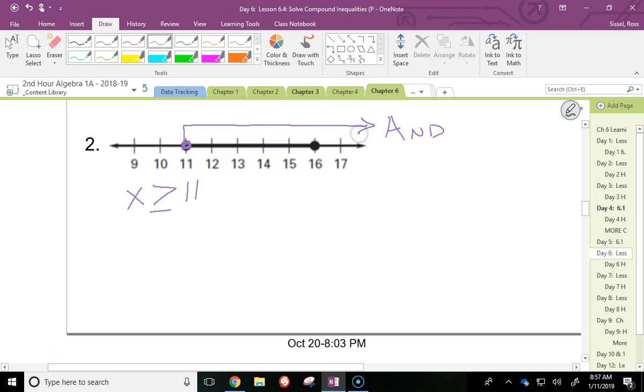That is this one. I'm going to switch colors. The other equation we have to compare, our other dot is at 16. Now this time, my shaded region is going to go left. So it's going to be X is less than or equal to, since we have a shaded dot. Okay, we do not want to write our answer this way. We do not say X is greater than 11 and X is less than or equal to 16. We want to write it as an and inequality. Here's how you do it.